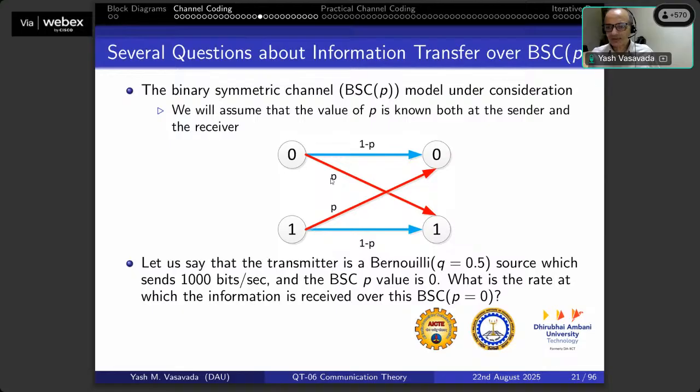Let us say that a transmitter is transmitting 1000 bits per second and all these bits are random, so they become 0 and 1 with equal probability. Q is equal to 0.5. My question is, suppose in an ideal channel where this crossover probability P is 0, what is the rate at which the information will be received? The transmitter is sending 1000 bits per second. P is 0. So what will the receiver be able to receive in terms of the bit information?